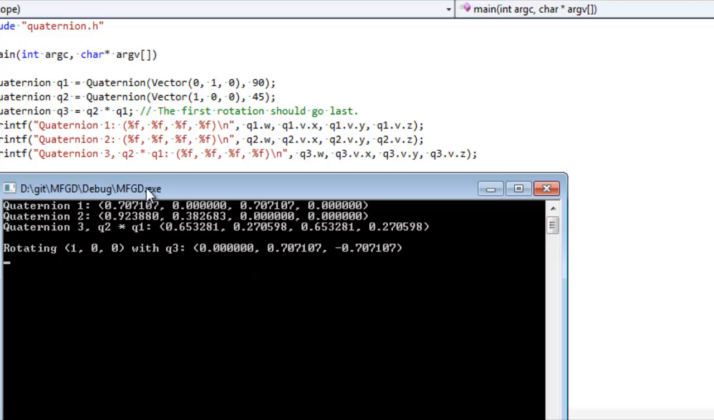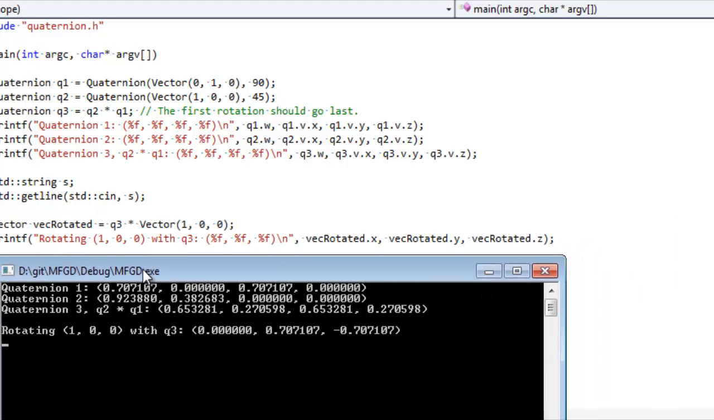We're going to rotate the vector 1, 0, 0, let's move this down so you can see what I did, with Q3, which is our result quaternion, the third one, Q2 times Q1, and here's what we got. The x part is 0. The y part, the up part, is 0.707, and the z part, the right part, is negative 0.707. So we're looking up and left. Remember, the z part right is positive, but it's negative, so we're looking up and left. That's exactly what we wanted to do.